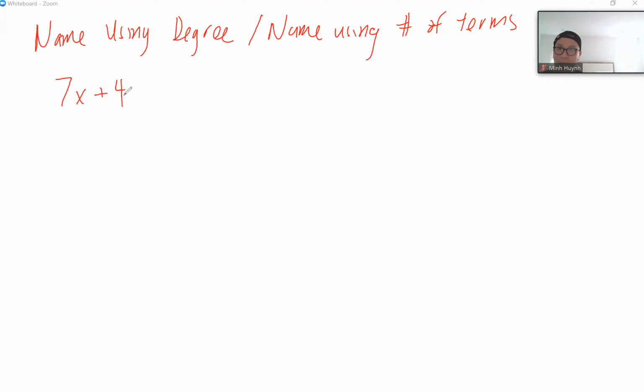So we said that to find the degree, we need to hunt for the term that has the variable with the largest exponent. So in this case, my largest exponent will exist with the x because that's the only term with the x. So my degree is going to be 1. And because my degree is 1, this is going to be considered a linear function. You can name it a linear equation, all right? So get this down.